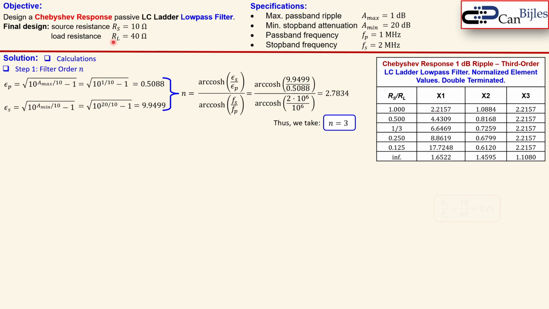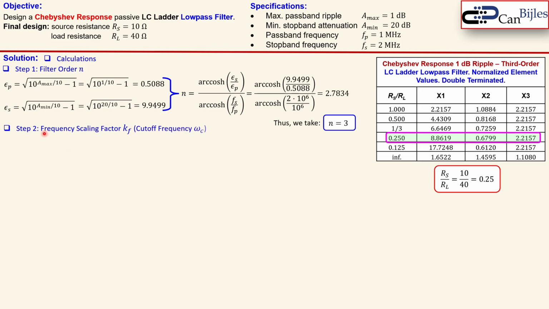In our case, we have RS over RL as 10 over 40, because that's the final design. That means we need to have 0.25. That is actually this, so we can look at it, that we need this row. And that means we need to use these 3 normalized values for our final design. Okay, that's important. That's distinctly different than the case where you have the matched source and load configuration.